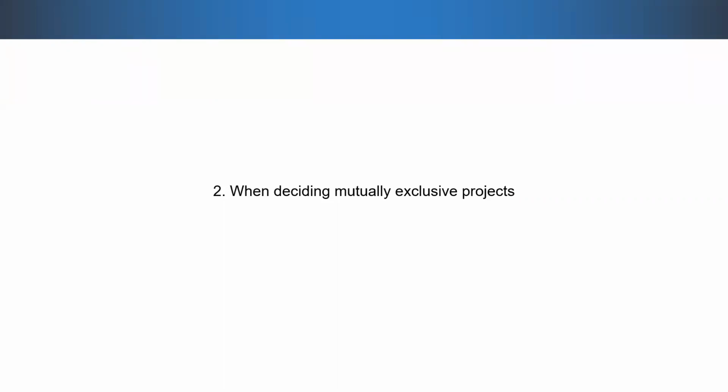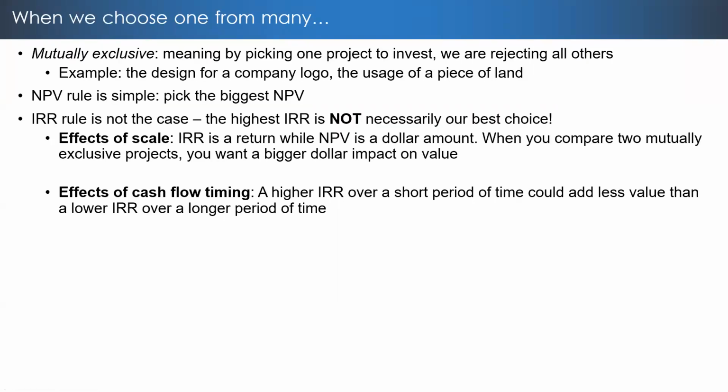So the second scenario is more realistic. A lot of times investors or companies will face multiple projects. However, they can only choose one of them or maybe two of them. So those are what we call mutually exclusive projects. If you pick one, you cannot pick the other. So how do we make decisions in this case?